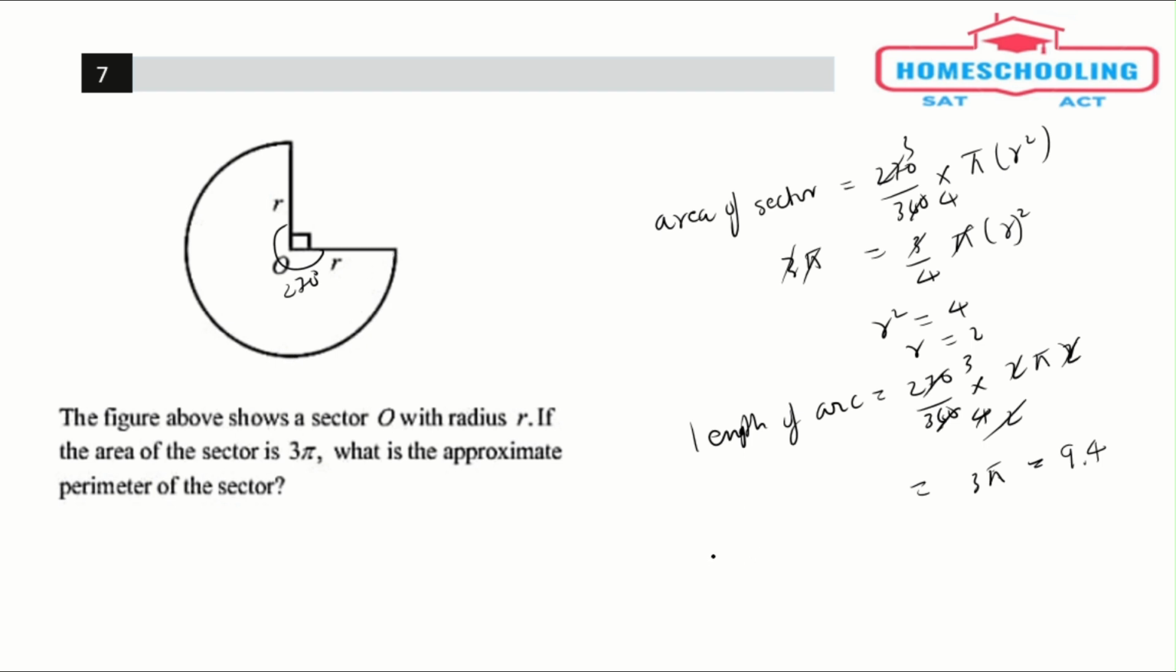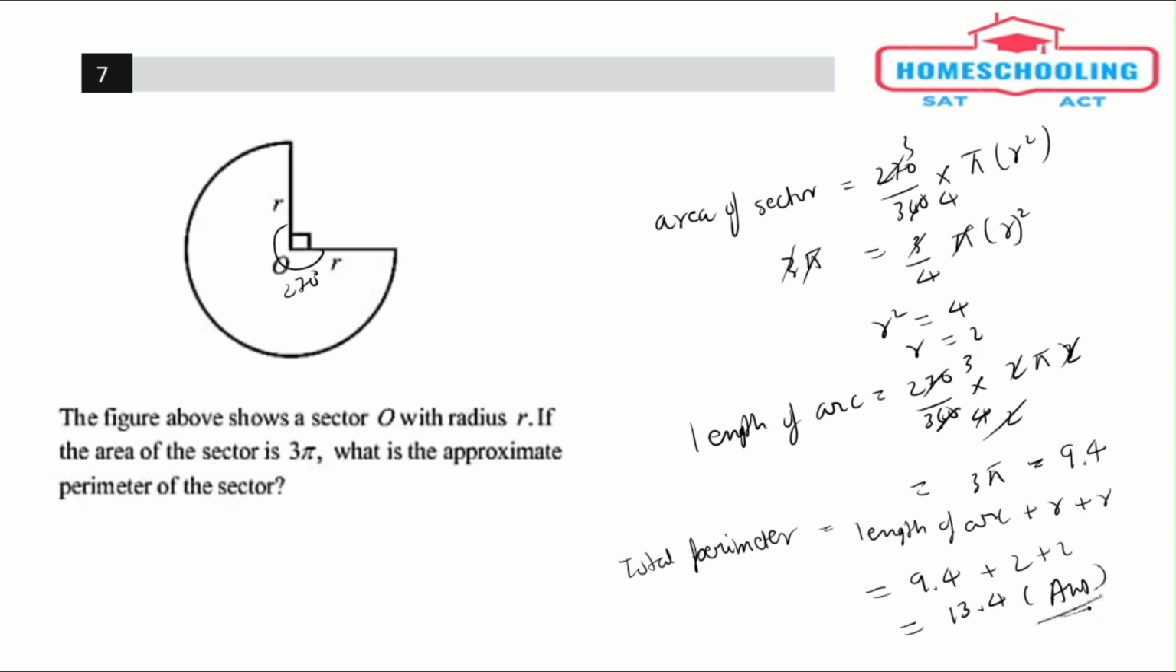So the total perimeter is going to be length of arc, this whole curved length, plus this r plus this r. So 9.4 plus the value of r, 2 plus 2. 9.4 plus 4 is equal to 13.4. So this is your answer.